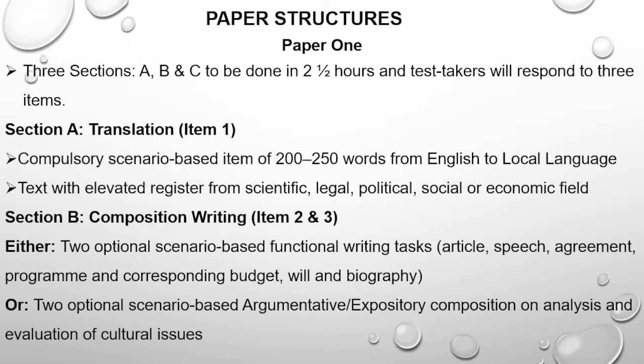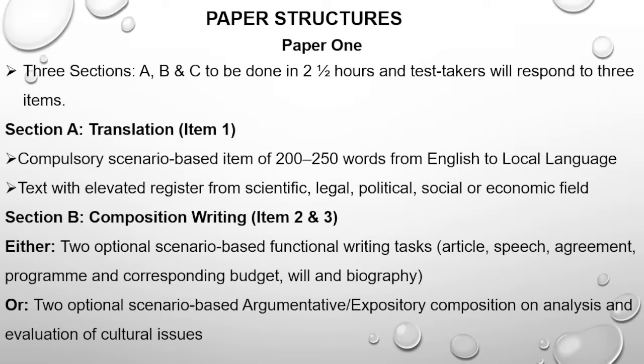Then section B, we have composition writing, where we have item 2 and item 3. In this section, 2 optional scenario-based functional writing tasks, which will either come from articles, speech, agreement, program and the corresponding budget, will, and biography, will be set. Or 2 optional scenario-based argumentative or expository compositions on analysis and evaluation of cultural issues may be set.